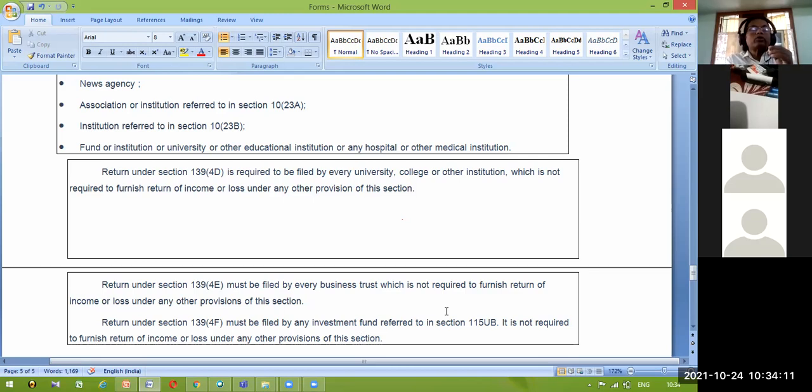And the last line for today, return under section 139(4F). So it is clearly A, B, C, D, E, F. 4F must be filed by any investment fund referred to in section 115UB. It is not required to furnish return of income or loss under any other provision of this section. So these people will be filing their income tax return under ITR 7.